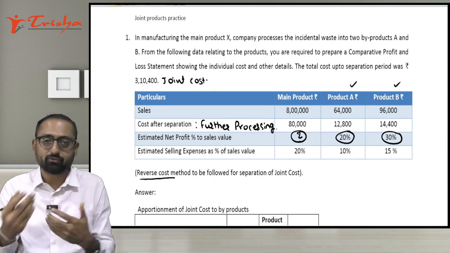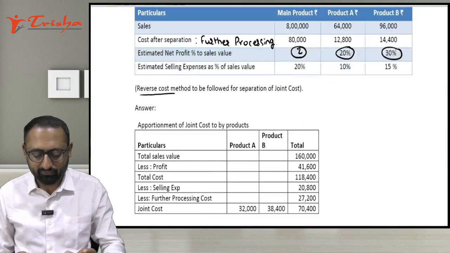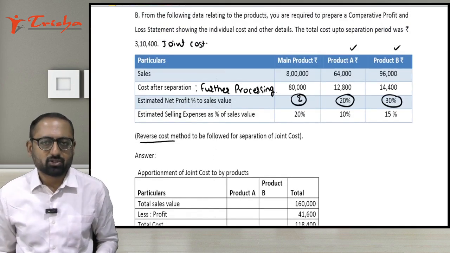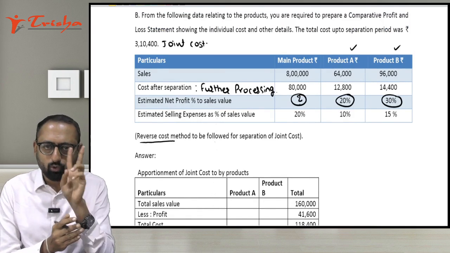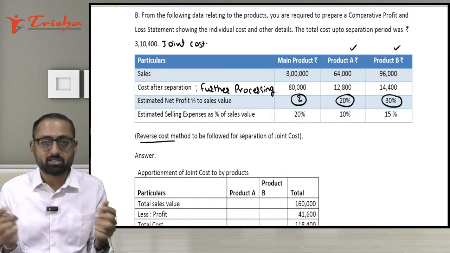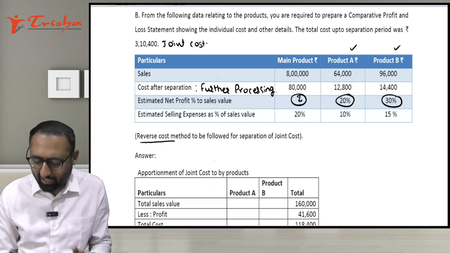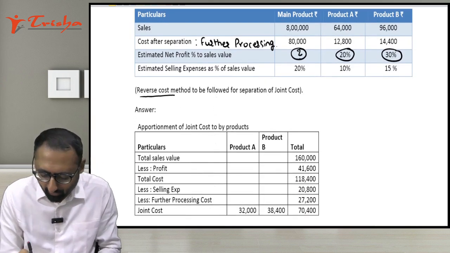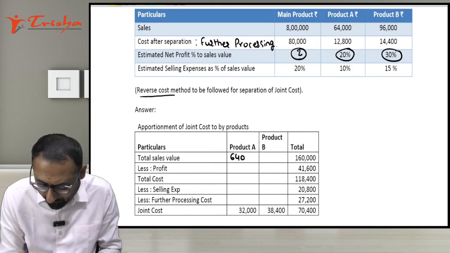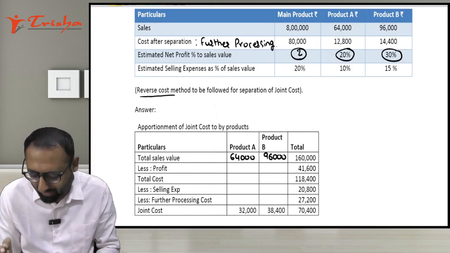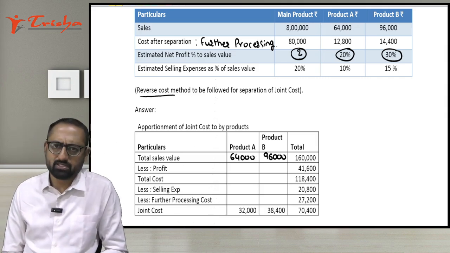So this is also one permutation combination of this type of question. So chalo, reverse cost method. In that reverse cost method, we'll apply this reverse cost for only two products whose profit percentage is given, that is product A and product B. So sales value, yes, I'll write that sales value. How much is the sales value for product A? It is 64,000 and product B it is 96,000. Total will be 1,60,000.